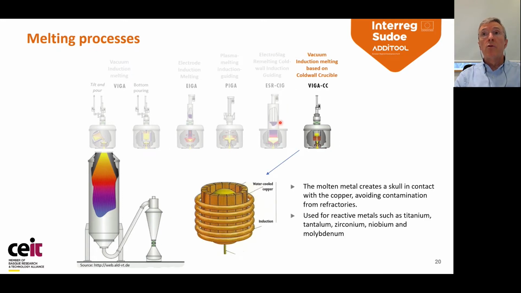And finally, you have also cold crucible, which is a specific type of crucible made of copper, water-cooled, which is surrounded by an induction coil. So you heat, and the molten metal creates a skull in contact with the copper, so there is no contamination of the metal because it doesn't even touch the copper. It's used for very reactive metals, but it's very hard to implement and to operate.